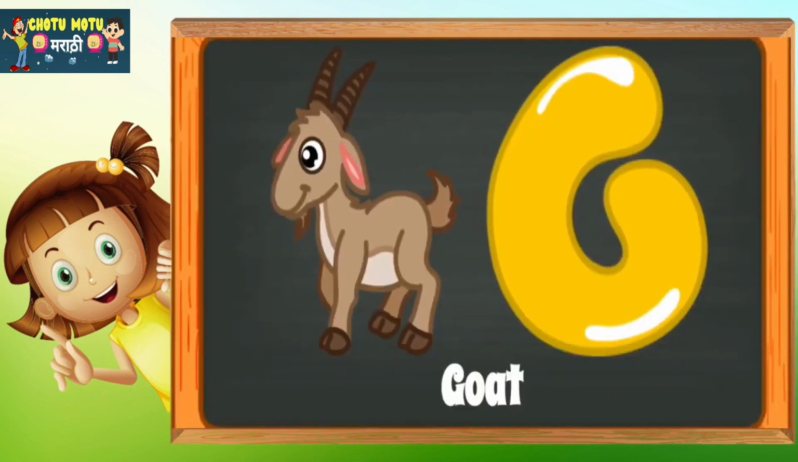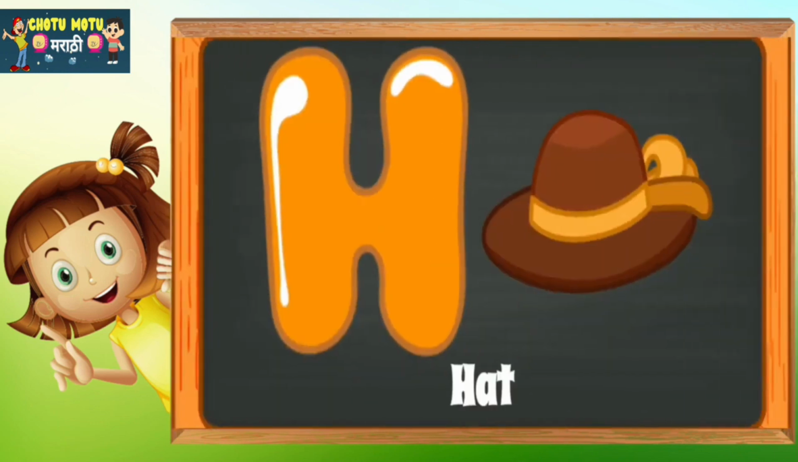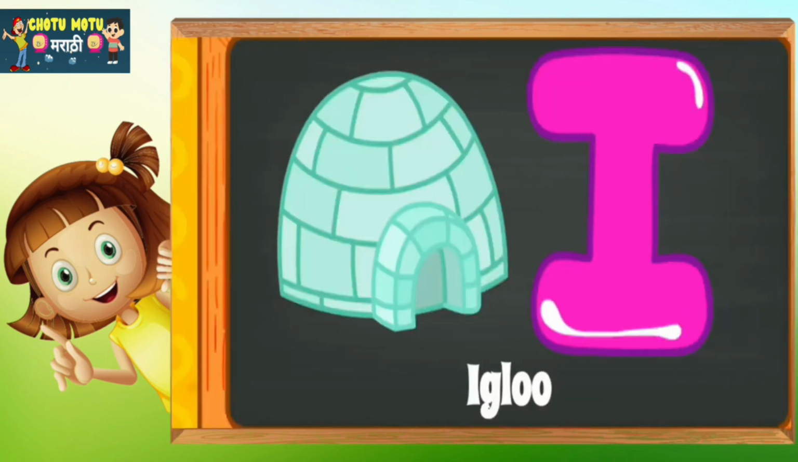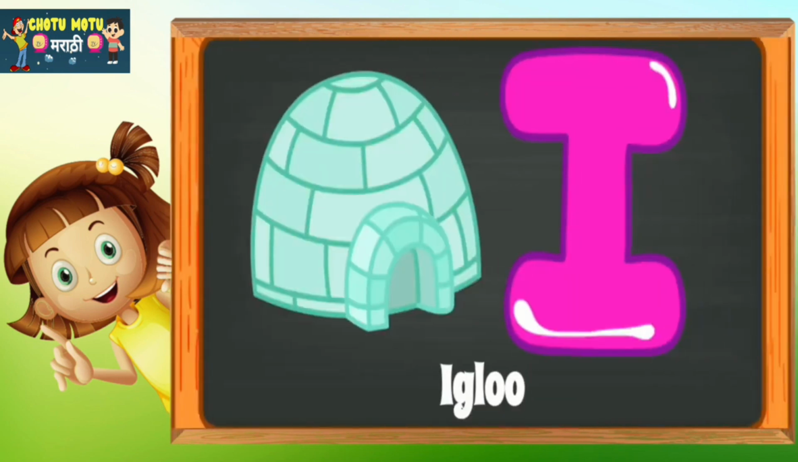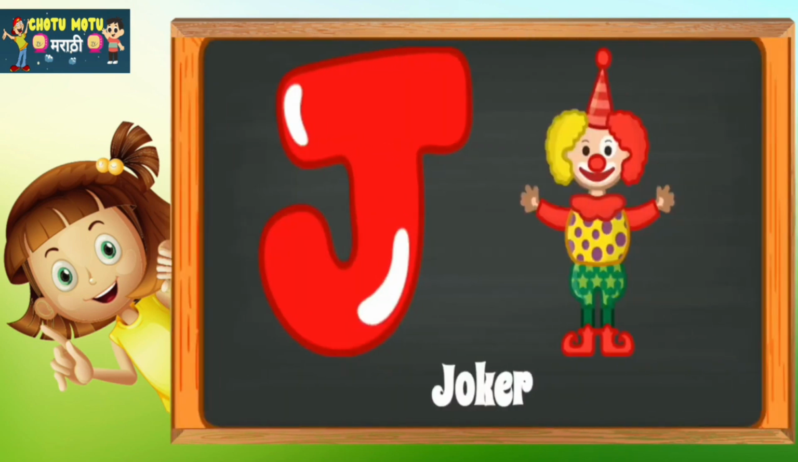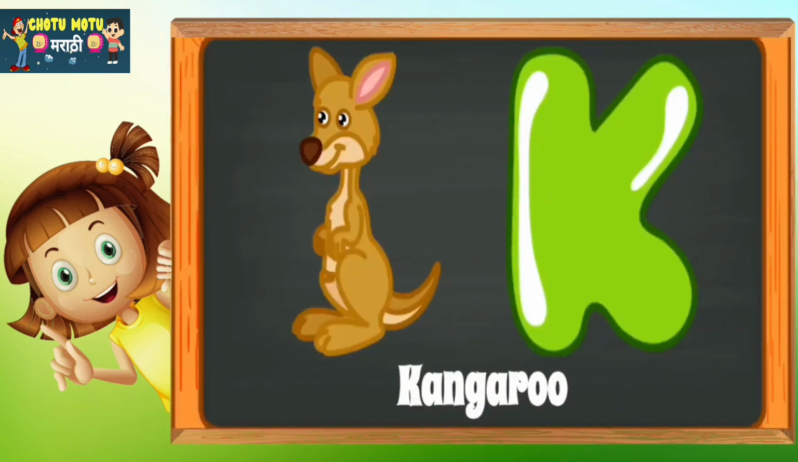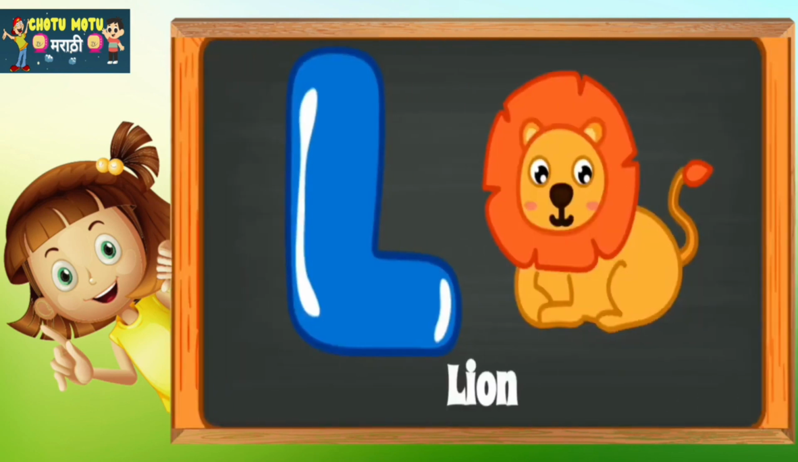G for goat. H for hat. I for igloo. J for joker. K for kangaroo. L for lion.